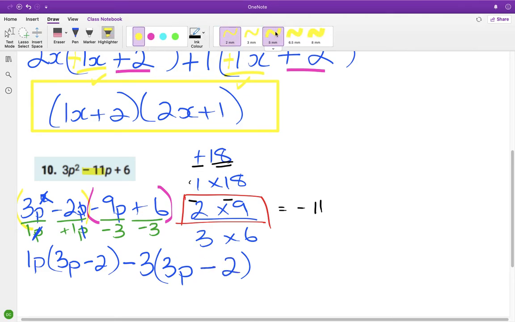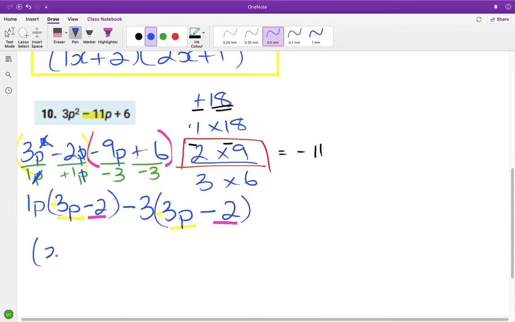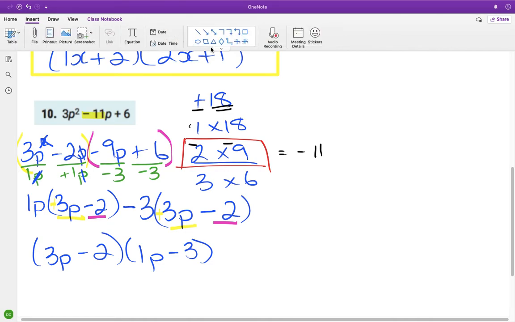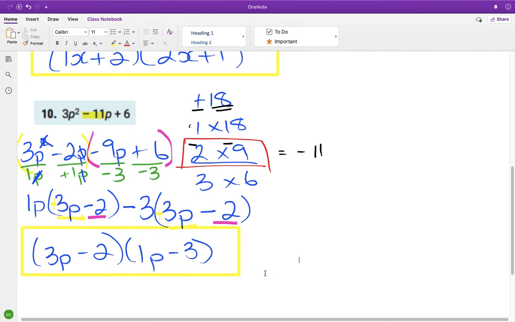So do they match? This here is a plus 3p, and this here is a plus 3p, so they match. And this is a minus 2, and this is a minus 2, so they match. So it works. My matching bracket is 3p minus 2, and my highest common factor is 1p minus 3. Just because it's going to be a bit of a mess, I'll highlight that as the answer.